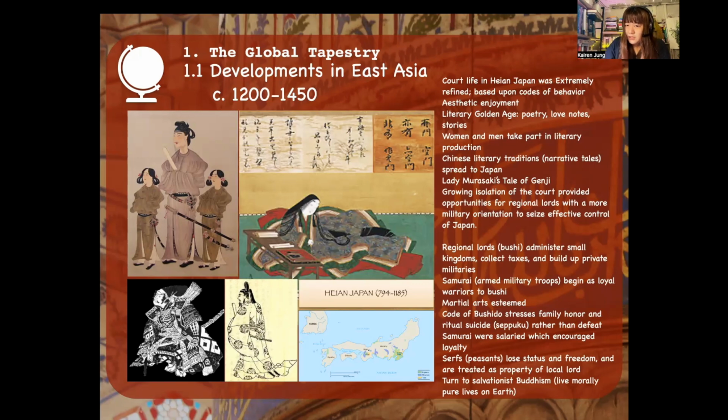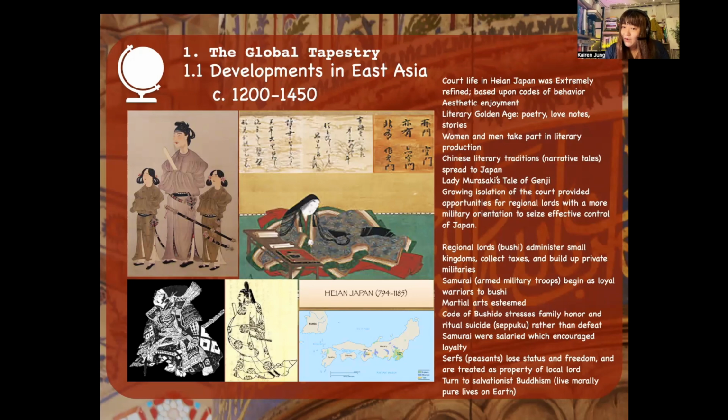Martial arts were very much esteemed even at this time. The code of Bushido, very similar to the code of chivalry in Western Europe, stressed family honor as well as ritual suicide, which is like you take a sword and you say, I will not be dishonored, and you slice your own guts out, and that's an honorable way to die, apparently. At this time period, however, it was considered a respectable way to go. Rather than suffer defeat or ignominy or dishonor, you would just off yourself. The samurai were encouraged to be very loyal because, you don't bite the hand that feeds you.